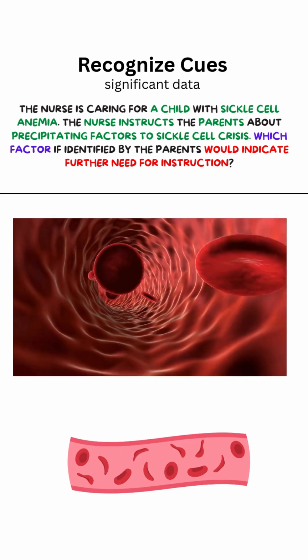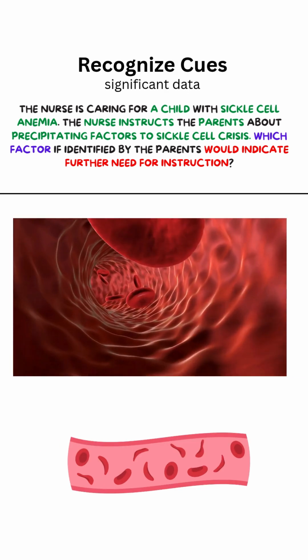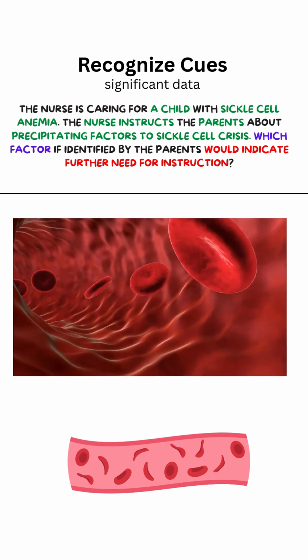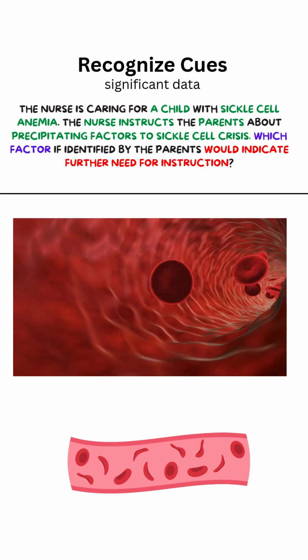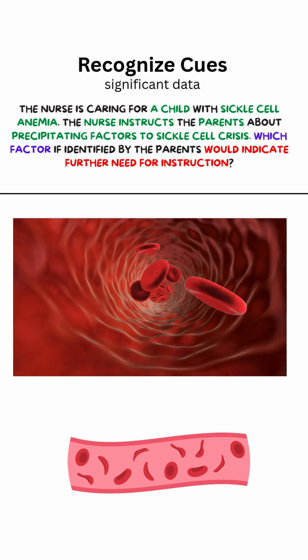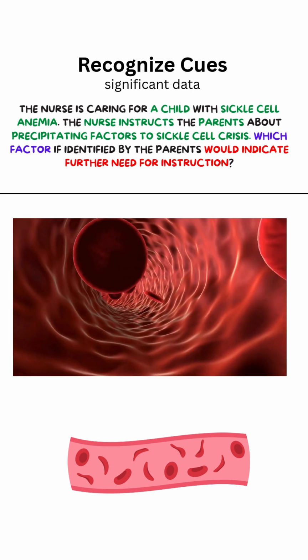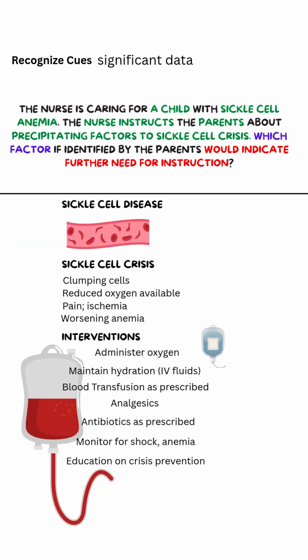But the sickle shaped cells, think about those cells going through the blood vessels and they're mixed in. You've got some normal red blood cells, but for the sickle shaped red blood cells, it's difficult for them to carry that iron and nutrients, difficult for them to carry that oxygen. And because of their shape, they're going to be clumping together. You're going to have reduced oxygen available to the tissue. That's going to cause pain, ischemia, and worsening anemia also happens in sickle cell crisis.